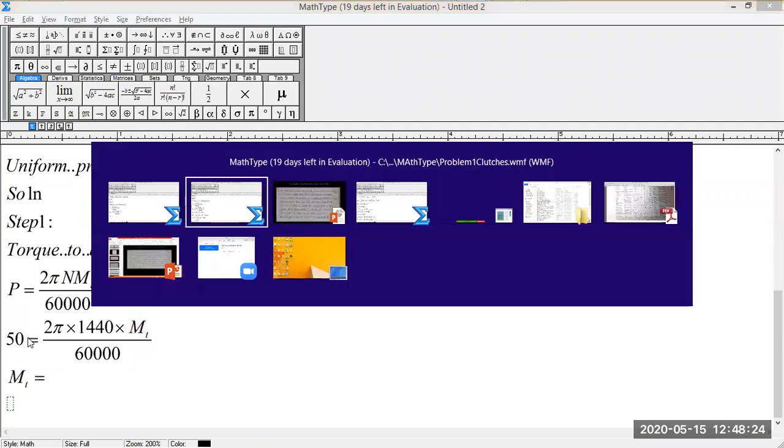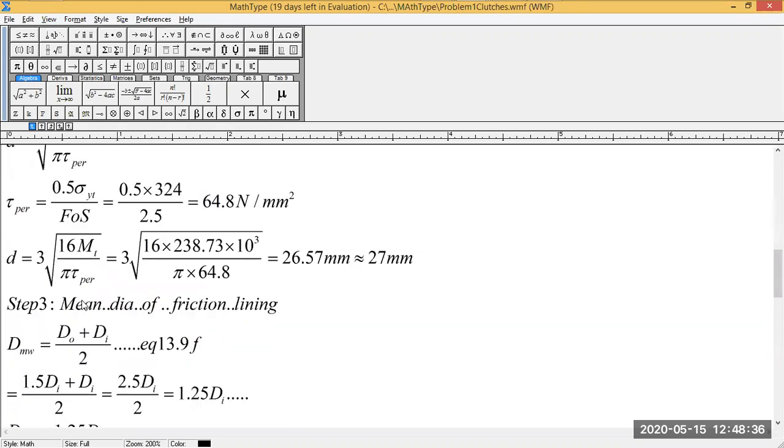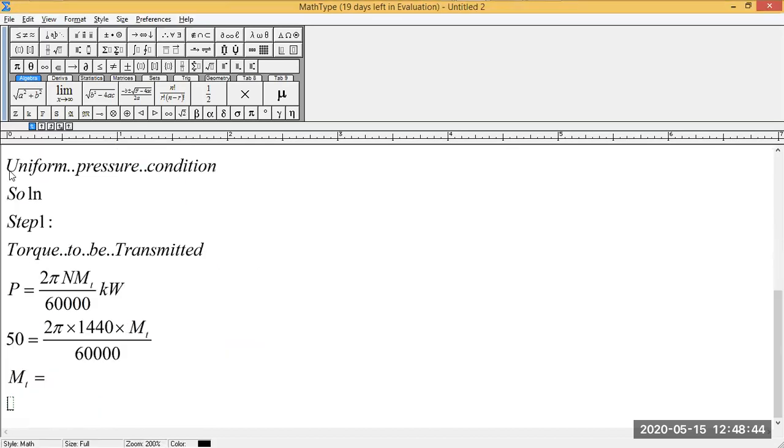Then we'll move on to step 2. Step 2 is the diameter of shaft. Again, I think it's not required, and this data is not permissible. Shear stress is not given, neither is the yield stress or the material. So we'll just skip that. Step 2 will be skipped since no info is given.